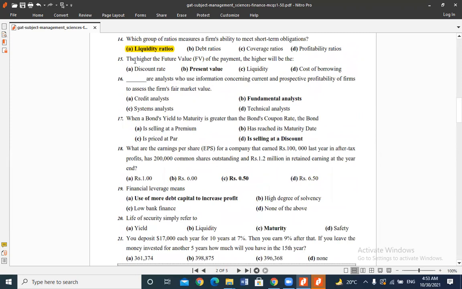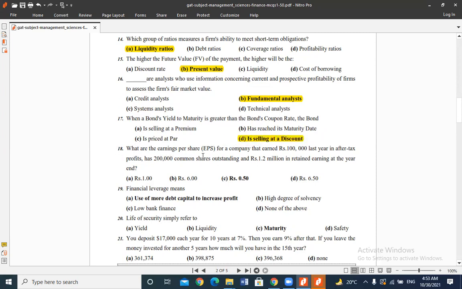Now, the higher the future value FV of the payment, the higher will be its present value. Dash are the analysts who use information concerning current and prospective profitability of a firm to assess the firm's fair market value. It is fundamental analysis. When a bond's yield to maturity is greater than its coupon rate, it is selling at a discount.